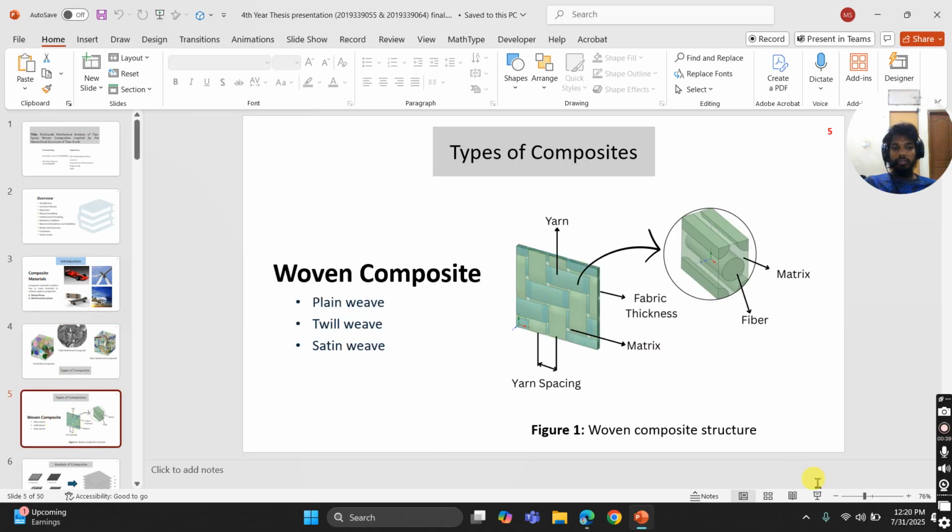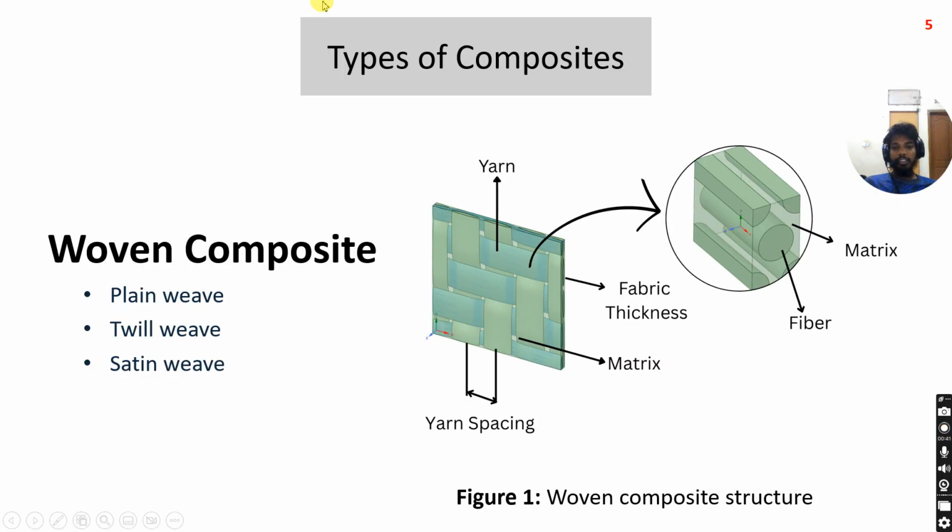So, okay. Firstly, woven composite is a special type of fiber reinforced composite where the yarns are interlocking with each other in a specific pattern. So, there are three types of woven composite. One is plain weave, twill weave, and satin weave. So that is where you see my cursor.